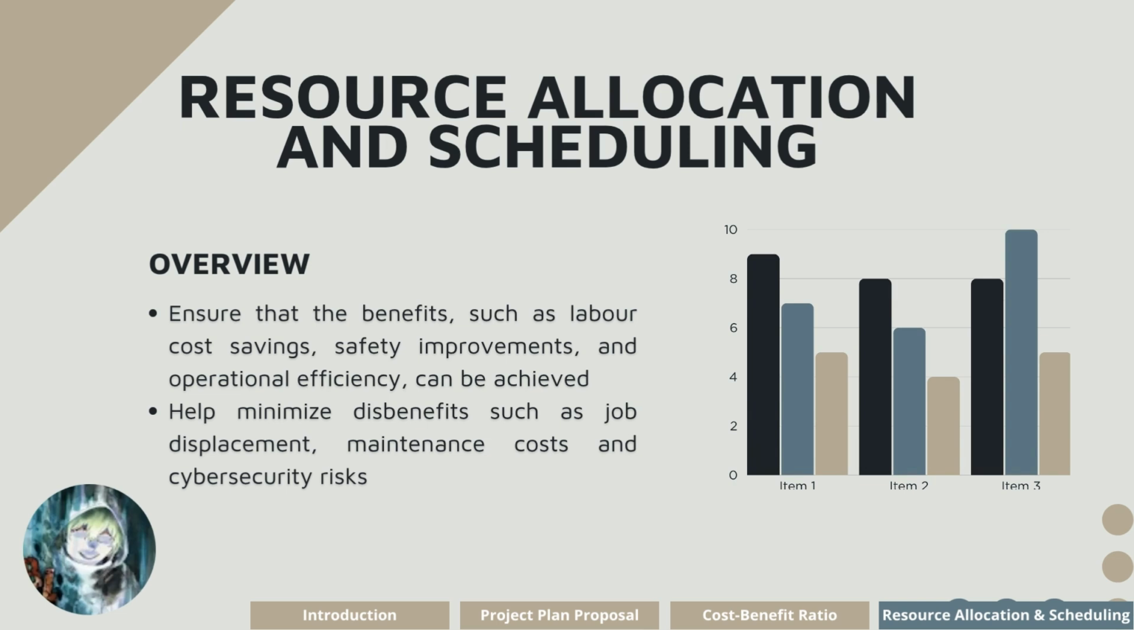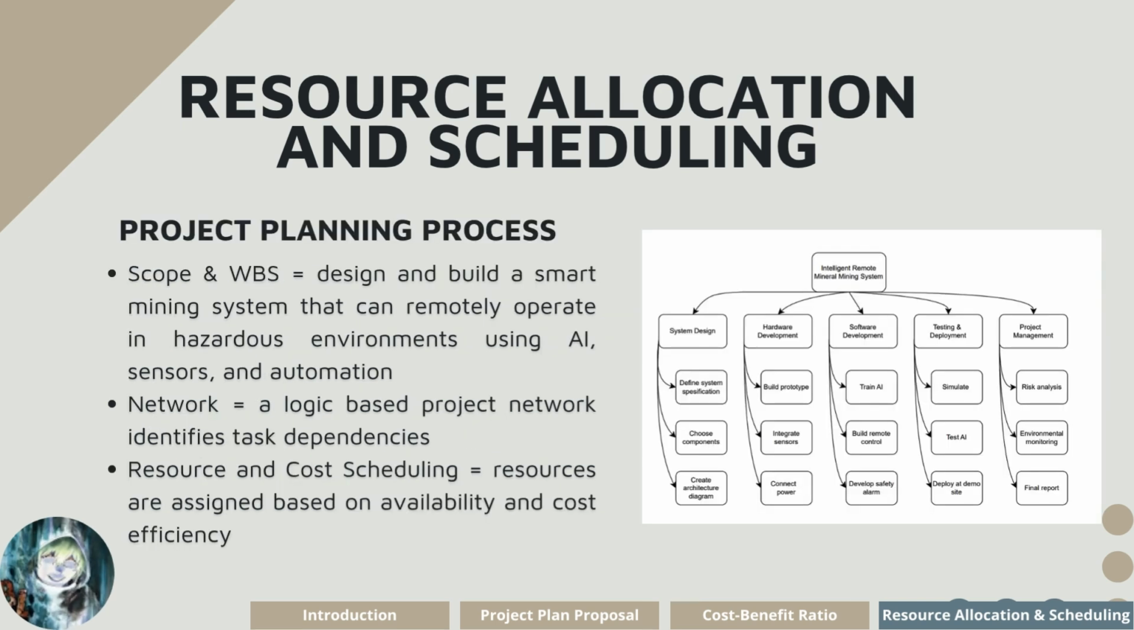My name is Muhammad Ahmadi bin Arizan, and I will be presenting on resource allocation and scheduling. For overview, resource allocation and scheduling is important to ensure that benefits such as level cost savings, safety improvement, and operational efficiency can be achieved, and helps to minimize risks such as job displacement, maintenance costs, and cybersecurity risk. Onto the project planning process, there are 5 main points.